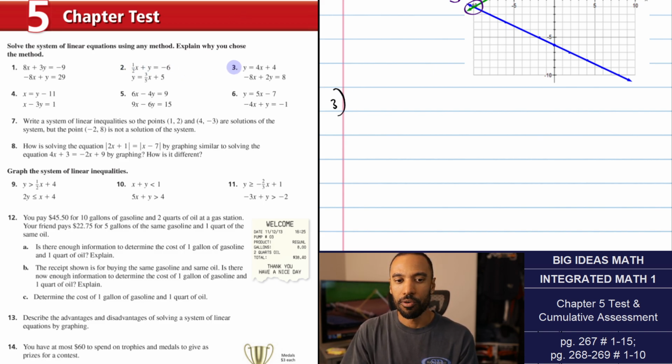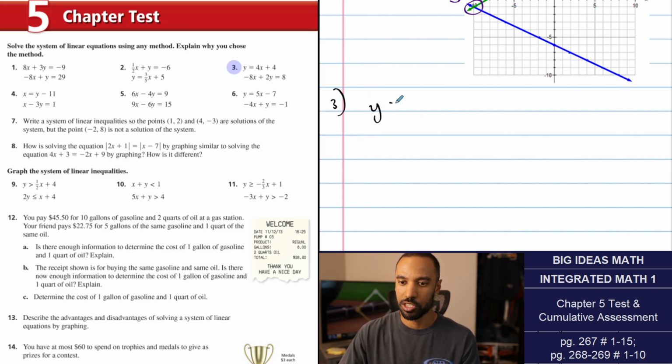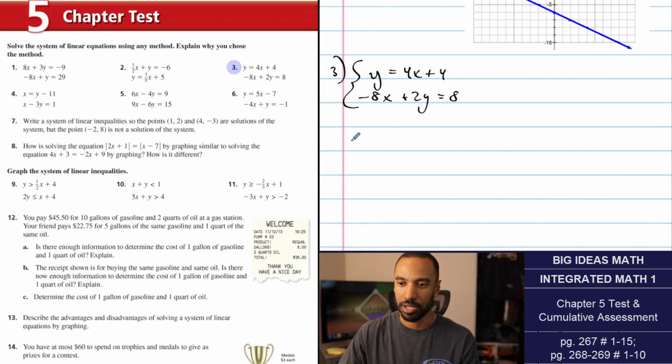All right, y equals 4x plus 4 and negative 8x plus 2y equals 8. Given that this y is already by itself in this equation, I'm going to go ahead and use substitution. I'm going to take 4x plus 4 and substitute it for that y in the other equation. I have negative 8x plus 2 times 4x plus 4 equals 8. We can distribute the 2.